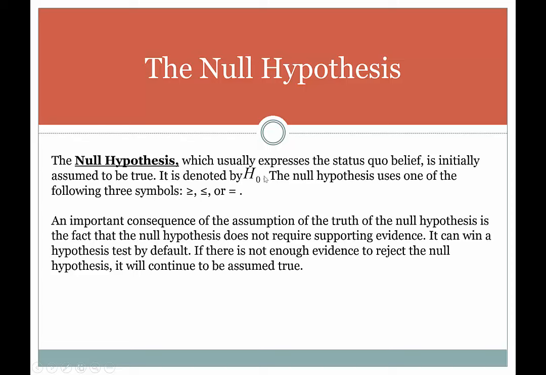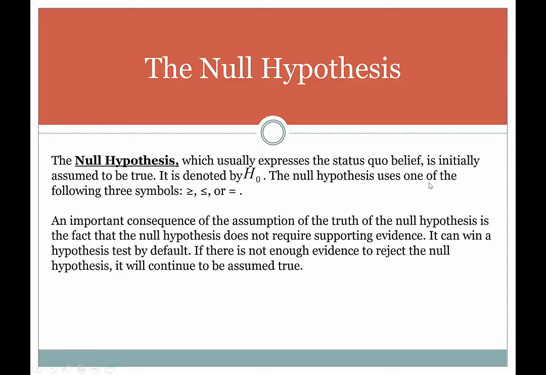H sub 0, and the sub 0 you might recognize from maybe science classes where that represents sort of the initial condition, going back to this idea of initially assumed to be true, right? So H sub 0, you'll hear me say the null hypothesis often, or sometimes you might even hear me say H-O. That's actually not correct to say H-O, but it's okay. Lots of people do it and it's really not a problem.